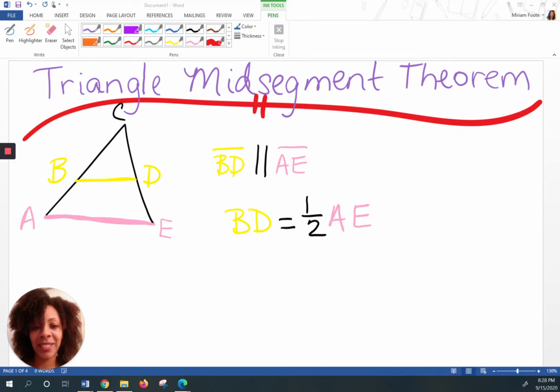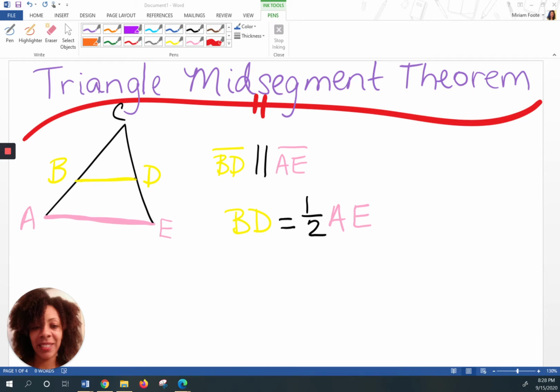Hi, let's talk about the triangle mid-segment theorem. If you have a picture of a triangle and you have a segment going across the middle, which indicates mid, that's why it's called a mid-segment, that is telling you that the line that is parallel to it will create a formula. So in this case, I color-coded it.